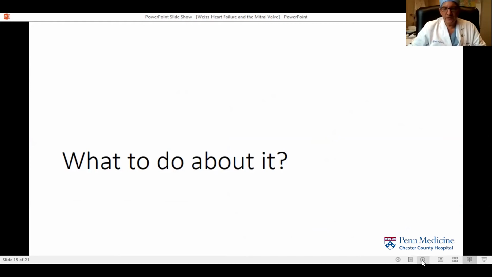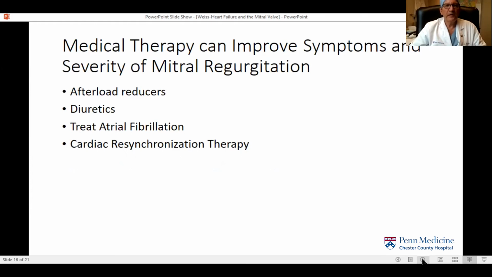Okay, so what can we do about a leaky mitral valve? Unlike the aortic valve, which when it leaks severely or is narrowed severely, there's no amount of medicine that's going to fix that. The mitral valve's a more complicated valve, and sometimes there are therapies short of operating. Next slide. So the medical therapy, we talked about lowering the blood pressure. That's the afterload reducers. We talked about the diuretics. We talked about treating the atrial fibrillation. That leaves cardiac resynchronization therapy.